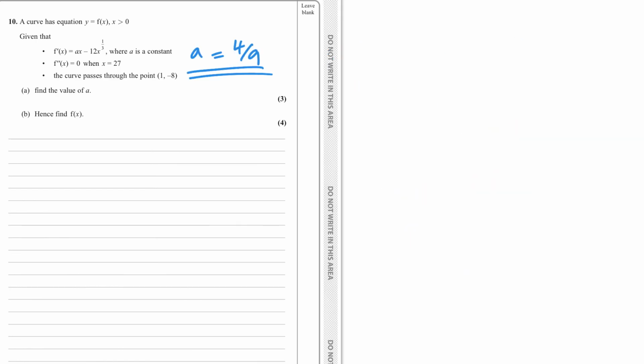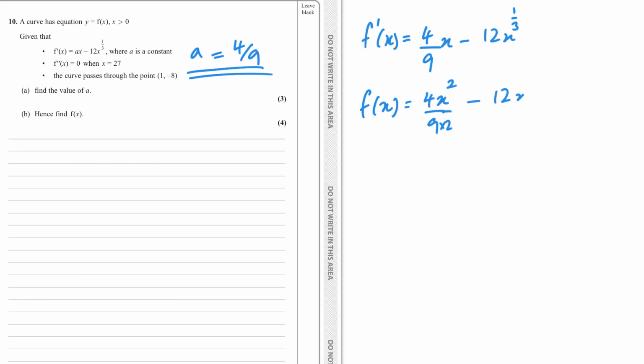Now we need to find f of x. So let's look at our f prime of x. So that is 4/9 x minus 12x to the 1/3. This time we need to integrate. So if I'm integrating 4x over 9, I'm adding 1 to the power and dividing by that power. 12x, add 1 to the power, divide by that power. And then don't forget my plus c.